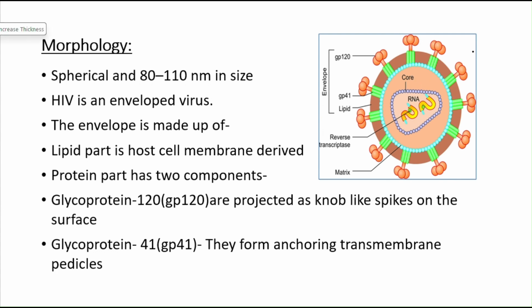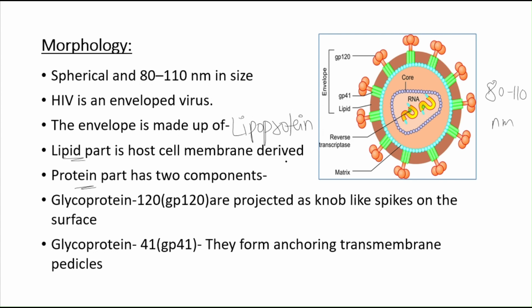You can see here the outermost covering, that is the envelope. This envelope is lipoprotein in nature, which means it is made up of lipid plus protein. The lipid part of the envelope of the HIV virus is obtained from the host cell membrane. Once the virus enters the host cell, of an animal or human being, it acquires this lipid part from the host cell membrane.